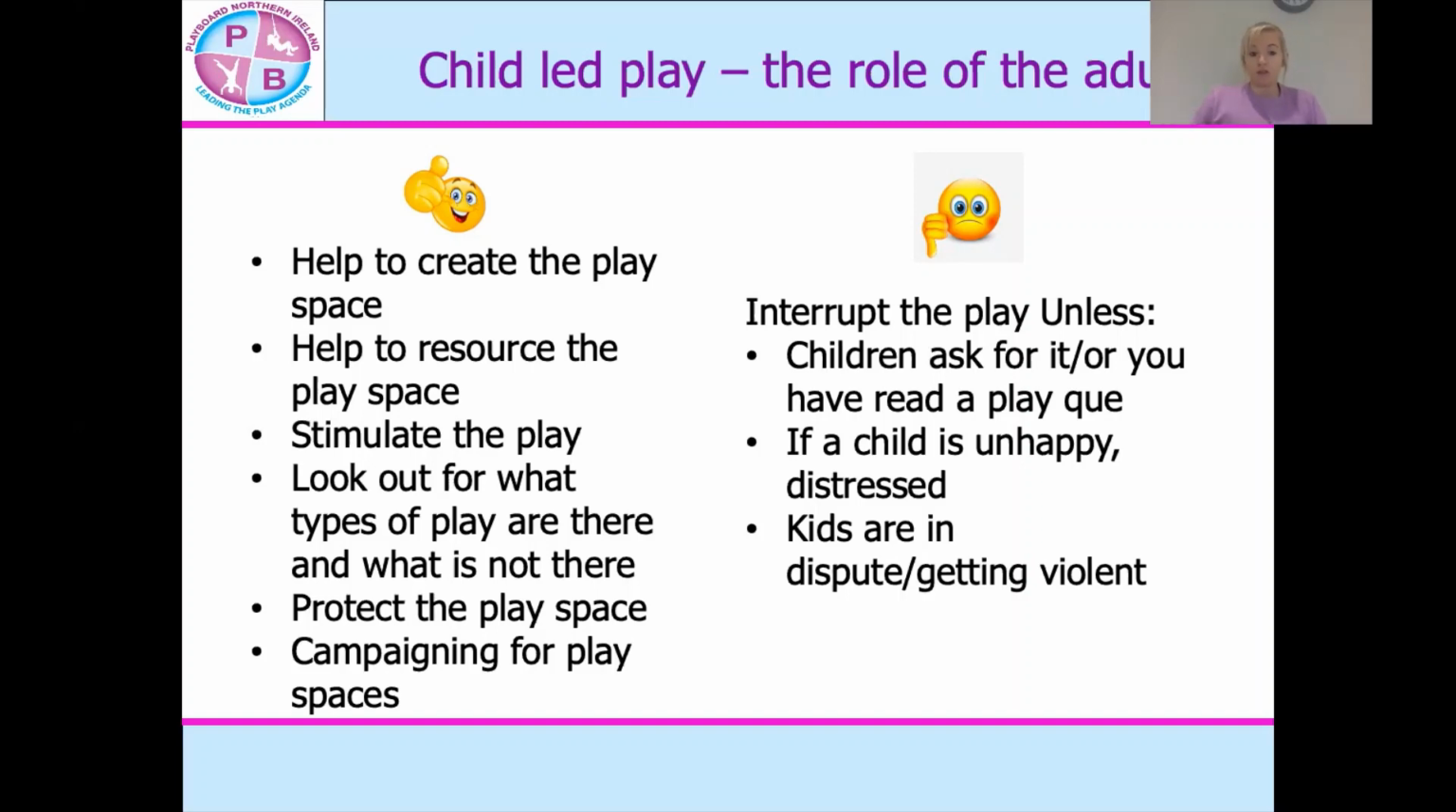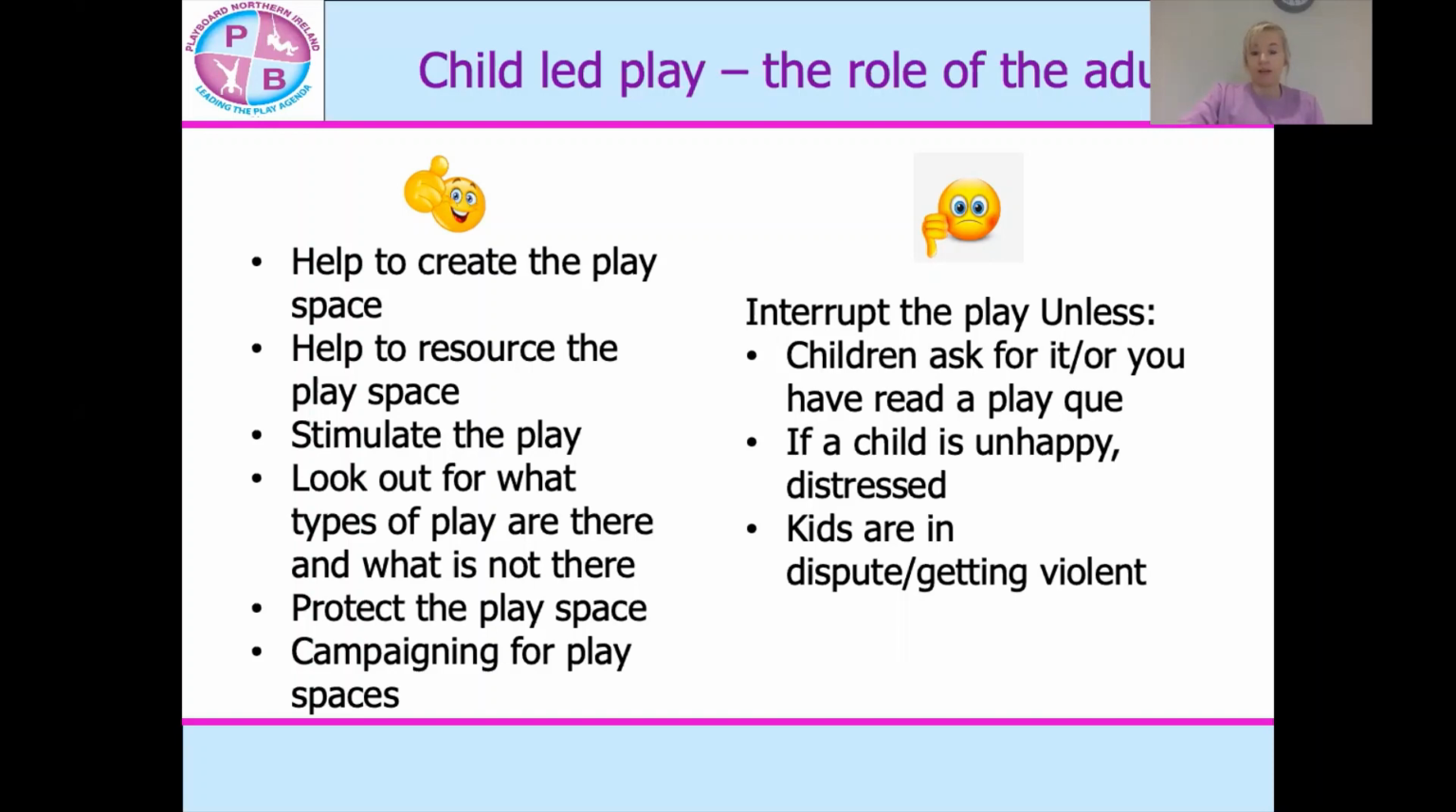You also want to look out for what types of play are there. Bob Hughes has 16 play types, and that will be shared on Padlet. If you're getting, say, 13, 14 out of the 16 play types, you're doing great. But if there's maybe 6 or 7, there is room for improvement there. So you could be looking at what play is going on and what maybe needs to be added in.